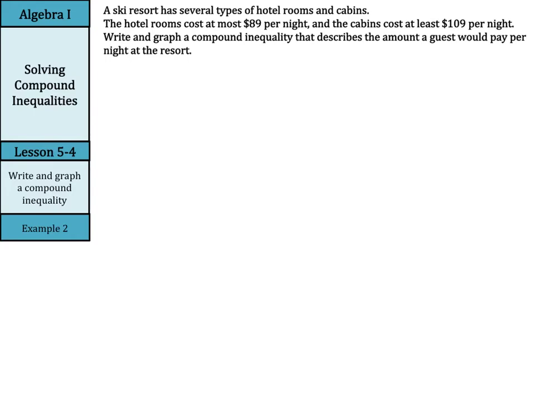Well, if we're looking at most $89 per night, that would be n is less than or equal to 89, because if you think of at most, could it be $89? Yes. Could it be $88? Yes, that's true. 87, yes. It's everything smaller than 89, but including 89. 90 is more than 89. It's not at most 89. 89 is kind of the limit there, so 89 or less.